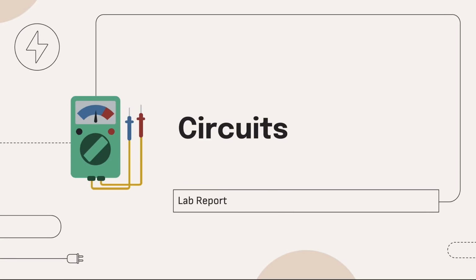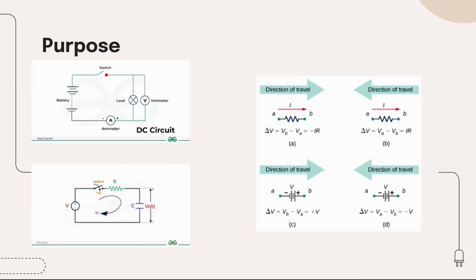Hello, in this lab, we explored the behavior of DC and RC circuits using real circuit components. The purpose of this lab was to predict and measure currents and voltages in a series of DC circuits and examine the charging and discharging behavior of a capacitor in an RC circuit. We used fundamental physics principles like Kirchhoff's loop rule and charge conservation to model the circuits.